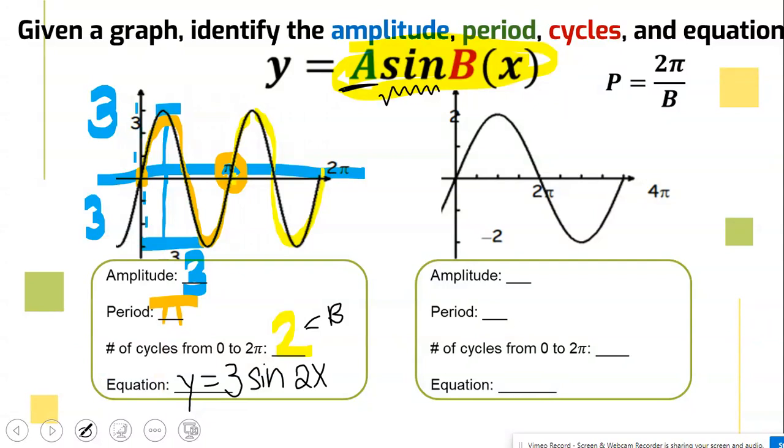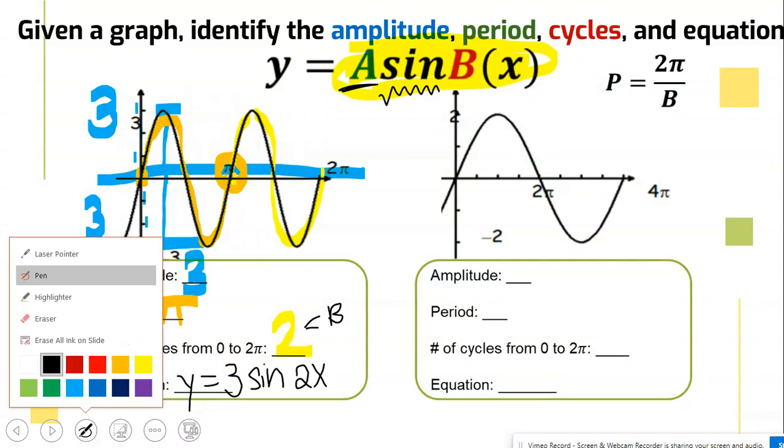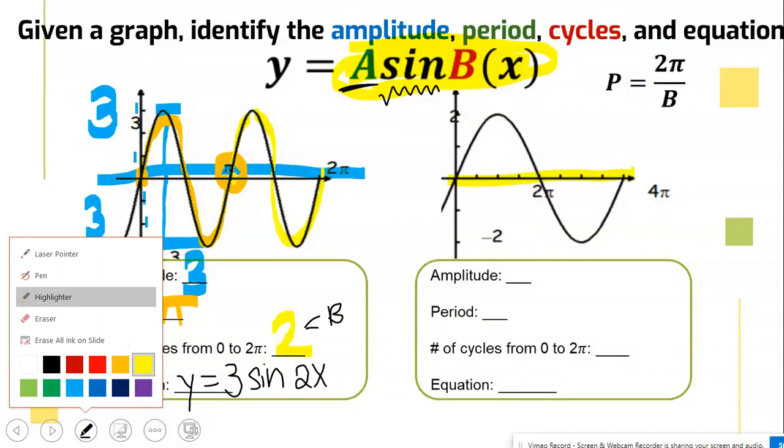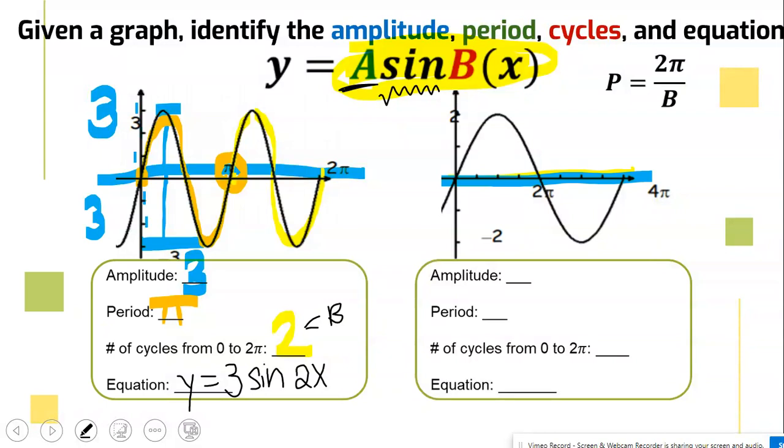And let's practice for the next one, okay? So take a second and figure out, what is the amplitude of this second graph? From the middle to the max, or the middle to the min. Here's the middle, and we go up here, so that's 1, 2. Here's the middle, goes down here to -2. So our amplitude is 2. This distance is 2, and this distance is 2 from the middle.